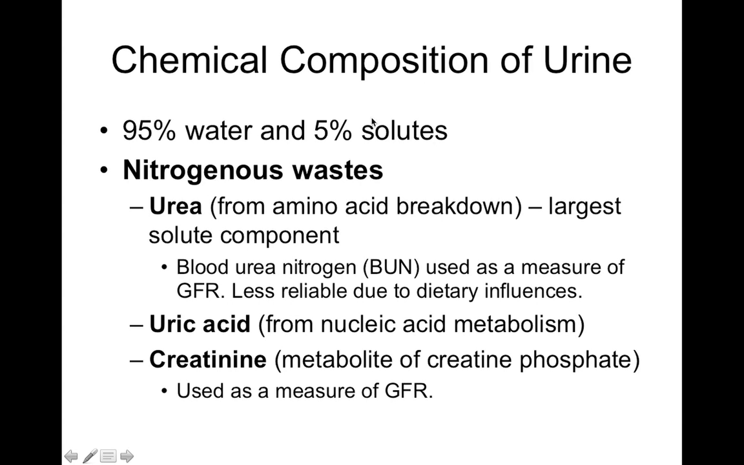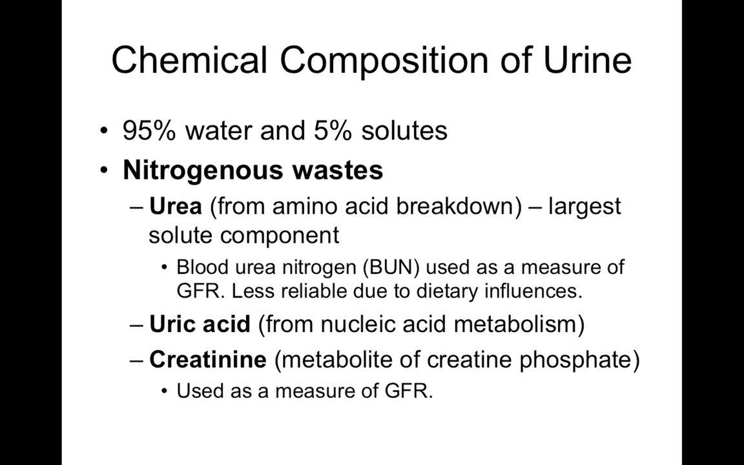Now, normally urine should be mostly water and some solutes, as well as a lot of wastes. Nitrogenous wastes include things like urea, uric acid, and creatinine. Urea comes from amino acid breakdown, and urea can actually be used as a measure of GFR. So an earlier question was, how can we determine GFR by just taking a sample of someone's blood, right? Well, by taking a sample of blood, you can measure their BUN, or blood urea nitrogen.